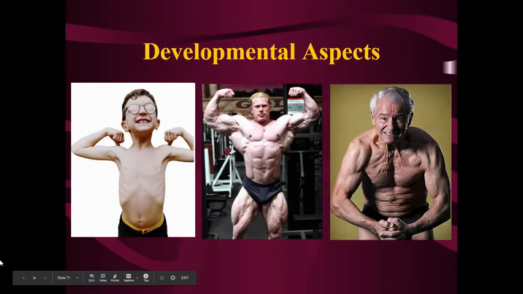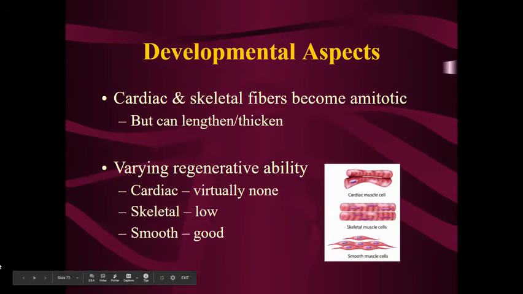Finally, some developmental aspects about the muscular system. Cardiac and skeletal muscle fibers, once developed, become amitotic, which means they don't divide. They can lengthen and they can thicken, but they're not going to divide and create more muscle cells. What we have is what we have. There's varying regenerative ability as well. Cardiac cells have nearly no regenerative ability. You damage cardiac cells and they're pretty much gone.